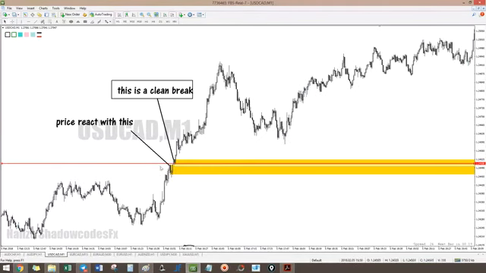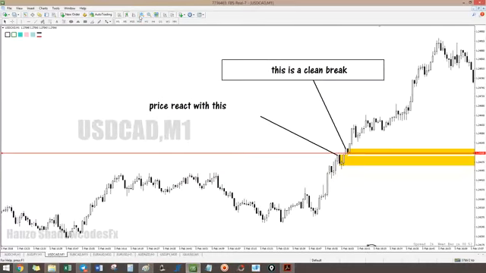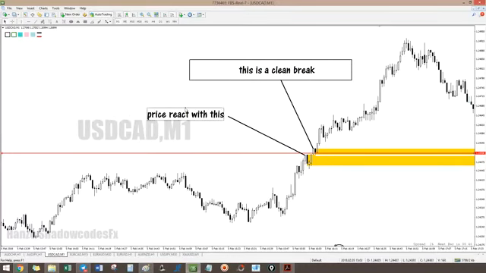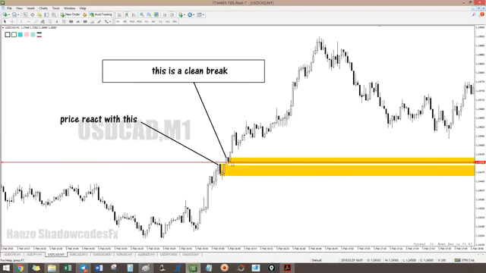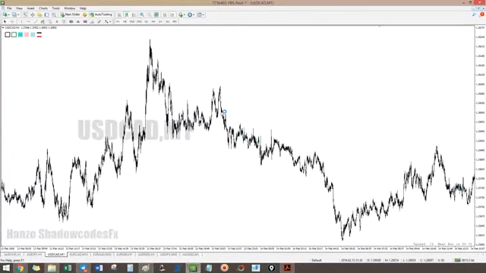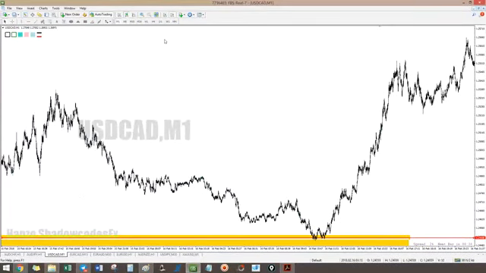Because if you drop down your time frame, you might find some clean break here or clean break here, but we do not have the data below the M1. So the only data that we have is over here. So we just use what we have. For example, how to counter this.